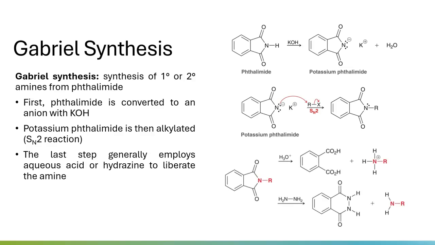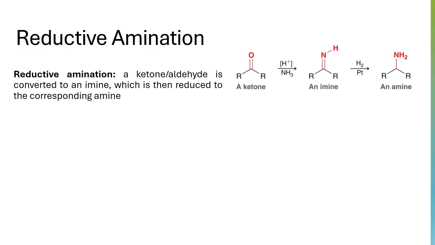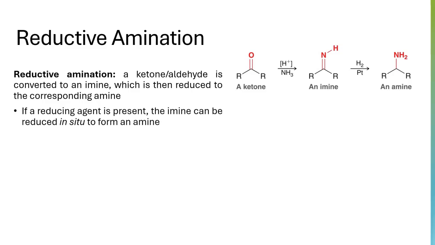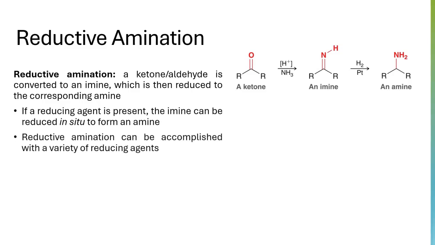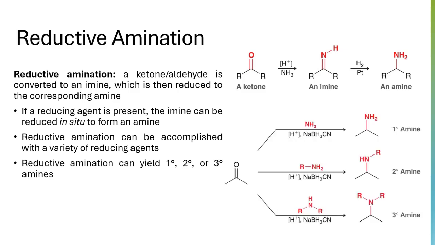Reductive amination. A ketone or aldehyde is converted into an imine, which is then reduced to the corresponding amine. If the reducing agent is present, the imine can be reduced in situ to form an amine. Reductive amination can be accomplished with a variety of reducing agents and can yield primary, secondary, or tertiary amines. This just depends on the reagent: if we are using ammonia, we would get a primary amine. A primary amine will give us a secondary amine, or if the reagent is a secondary amine, that would afford a tertiary amine.